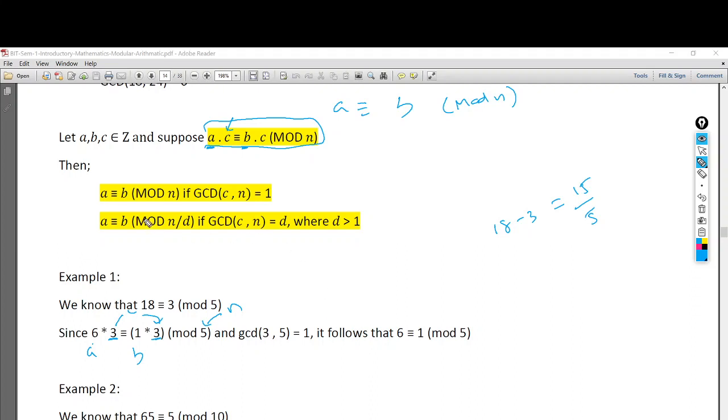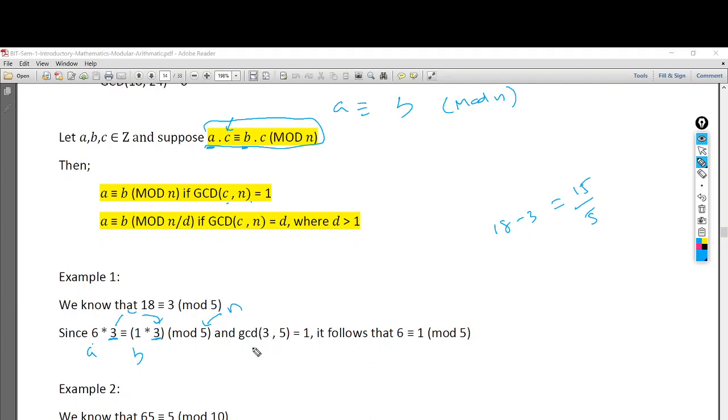Now let's find out whether this property is satisfied. So the GCD of, we have to take what? C and N, right? GCD of C and N. So what is the GCD of C and N here? C is 3, N is 5. The greatest common divisor of 3 and 5 is obviously 1, because no bigger number than 1 is going to divide both 3 and 5.